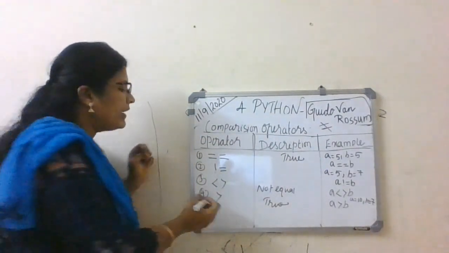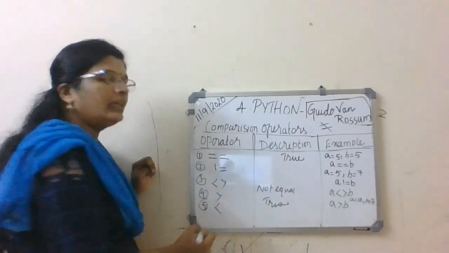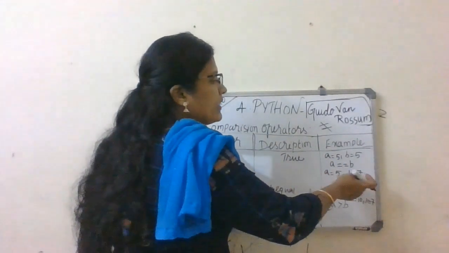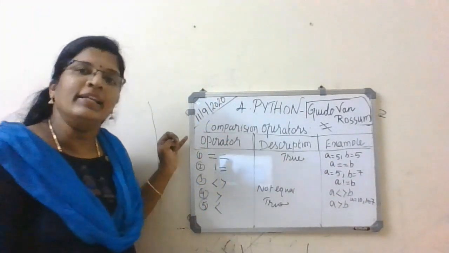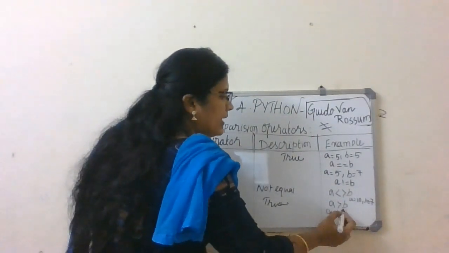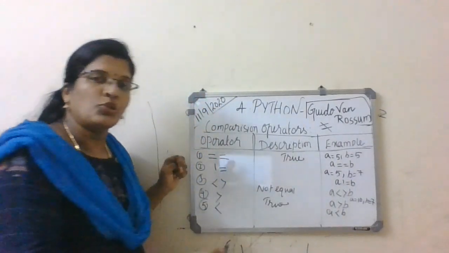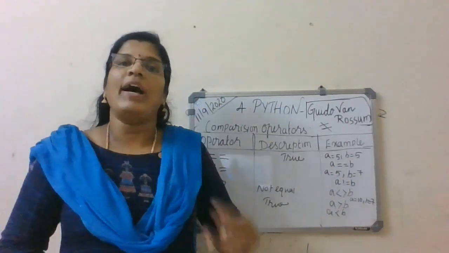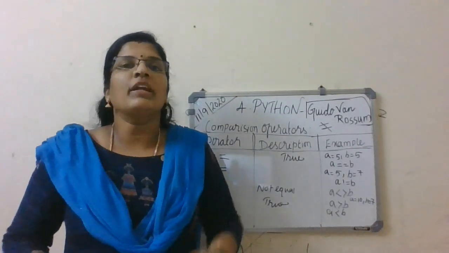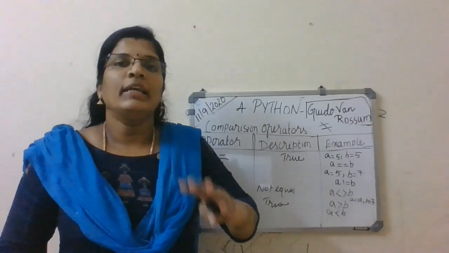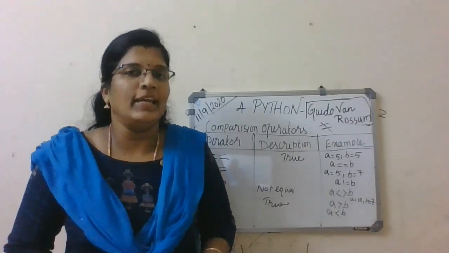Then lesser. A is lesser than B. Here you can take A is equal to 5, B is equal to 7. In this case, A is lesser than B. Yes, A is lesser than B, so it becomes true. If not, it becomes false. Again, I am telling you, it depends upon the values we take. It doesn't mean that it always has to be true or always has to be false. It depends upon the values we are taking.